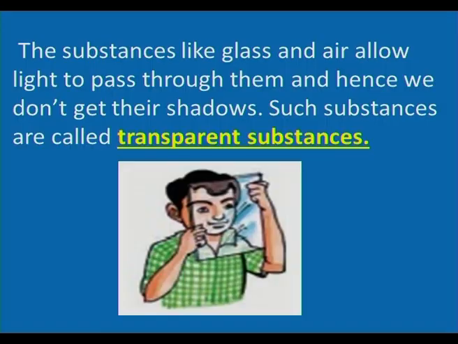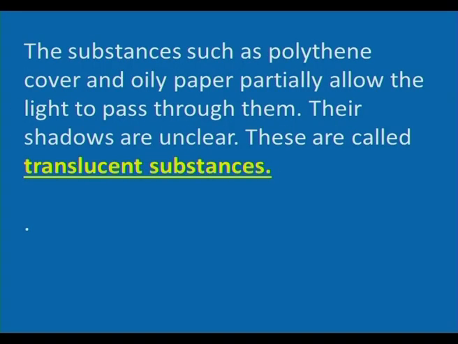Now, you see, here there is a glass in the hand of the child. Now, we can see his face also because it is transparent. Now, if you take any plastic wrapper, we can see those things. These are transparent substances. Now, substances such as polythene cover and oil paper partially allow the light to pass through them. Their shadows are unclear. These are called translucent substances.